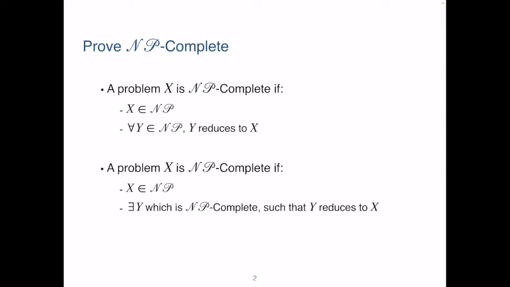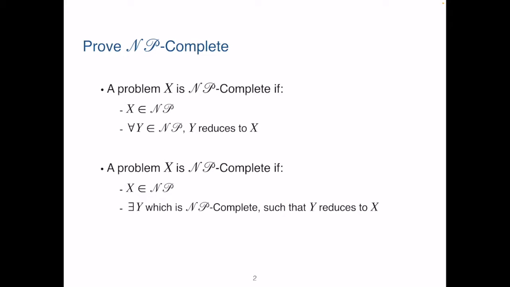Recall the definition of NP-complete. A problem X is NP-complete if it satisfies two conditions. First, X must be in the class NP, meaning X can be verified in polynomial time. Second, any problem in NP can reduce to X, meaning X is a hardest problem in the class NP.